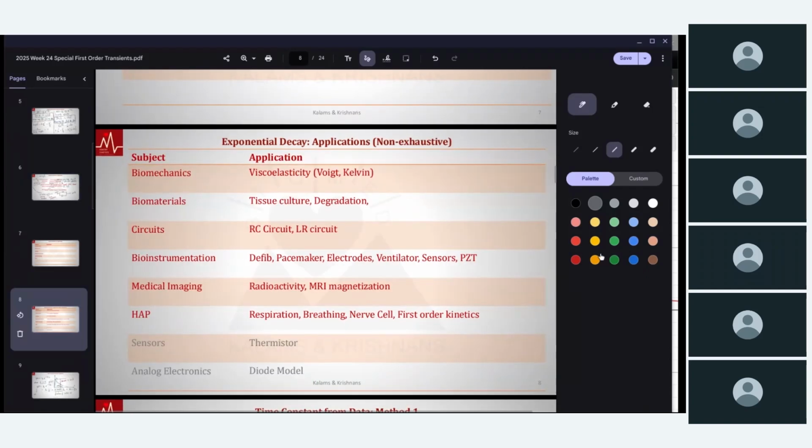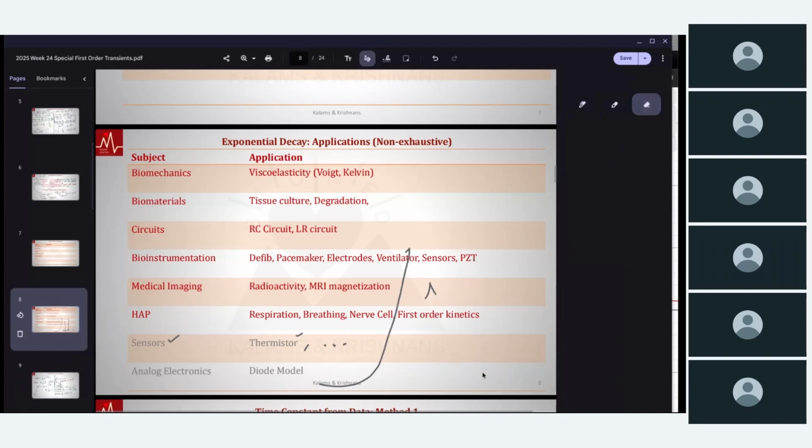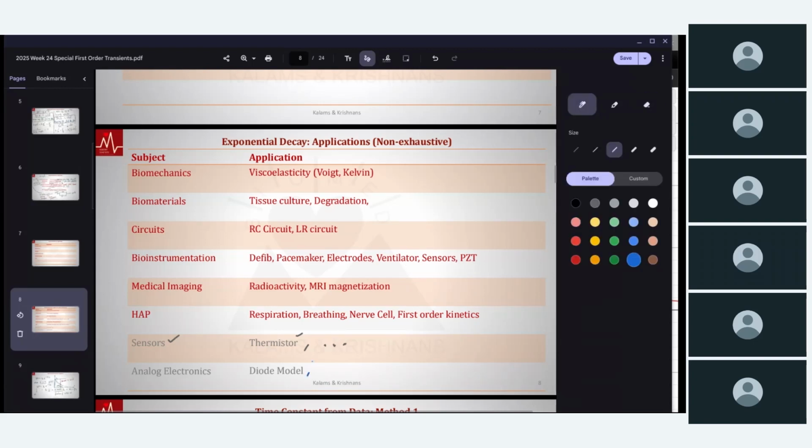In fact, if you look at sensors, for a thermistor there is an exponential drop in resistance with respect to temperature, right? There are many other things in sensors I already mentioned. Analog electronics, diode model: a reasonable model for a diode is an exponential model. Either current flows after the threshold, or you make this almost exponential. So again, in analog electronics, the diode model is not a decay, the parameter there is positive, but the equation is essentially the same.